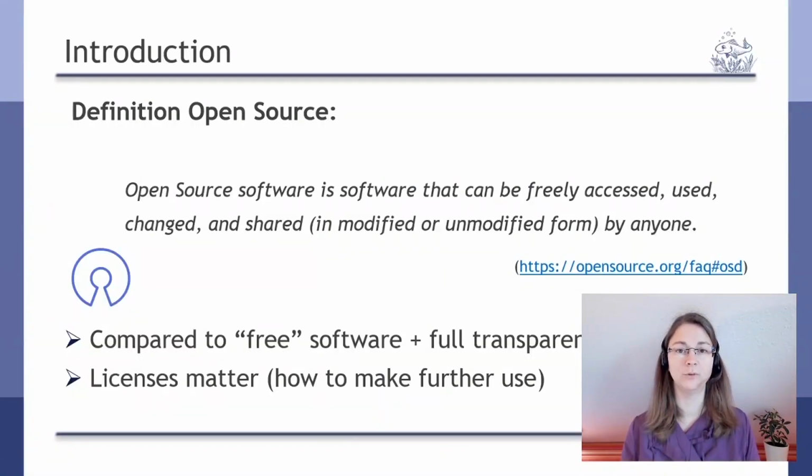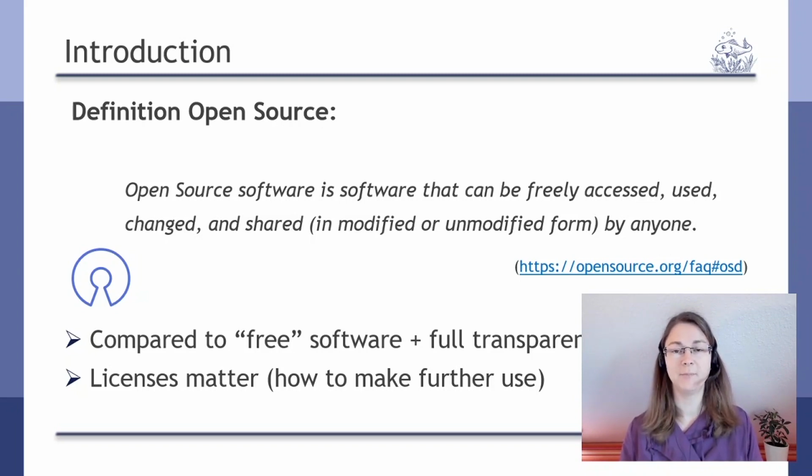So what is open source about? Open source software is software that can freely be accessed, changed and shared in modified or unmodified form by anyone. So you can really compare it to free software, but additionally you can look into the source code and you can even modify the source code.